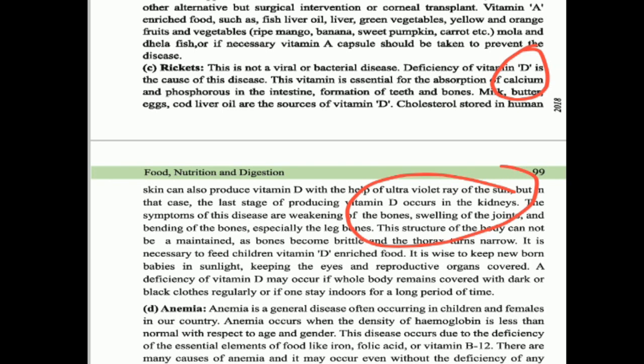The symptoms of the disease are weakening of the bones, swelling of the joints and bending of the bones, especially the leg bones. The structure of the body cannot be maintained as the bones become brittle and the thorax turns narrow. It is necessary to feed children vitamin D enriched food. It is wise to keep newborn babies in sunlight, keeping the eyes and reproductive organs covered. A deficiency of vitamin D may occur if the whole body remains covered with dark or black cloths regularly, or if one stays indoors for a long period of time.